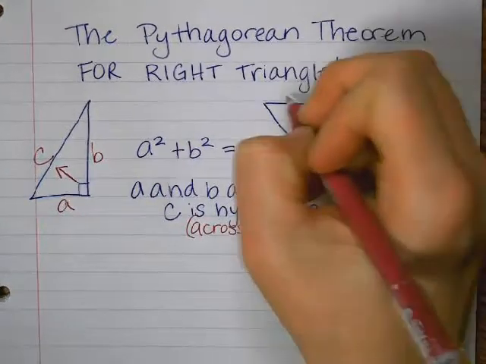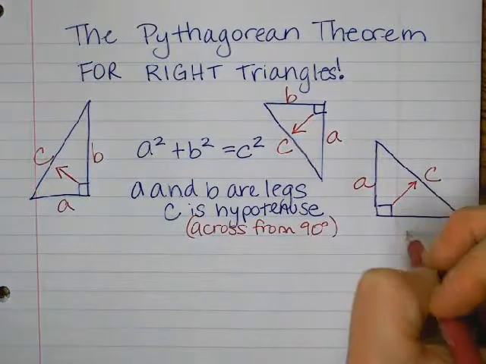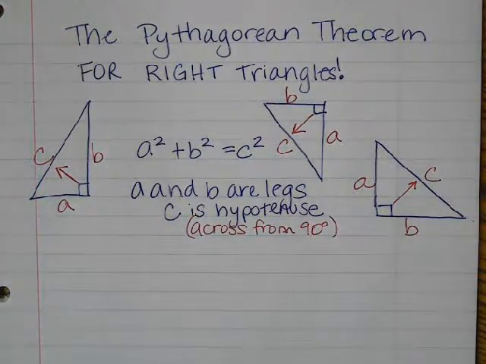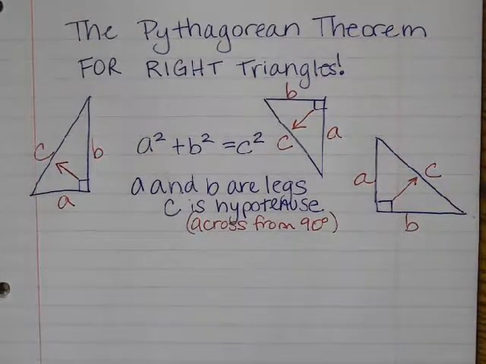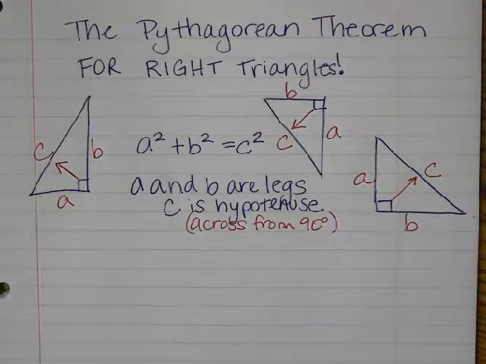Okay? Does it matter which one's A and which one's B? No. Okay, you decide which one's going to be A and which one's going to be B. Okay, we could flip-flop them and it would be totally fine. Okay? Alright, so let's do a few examples about the Pythagorean theorem.